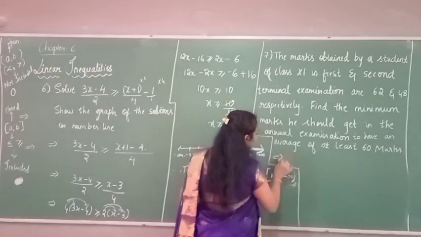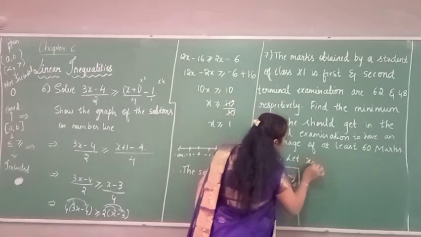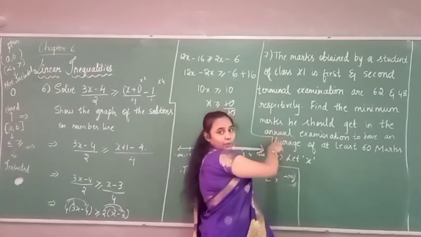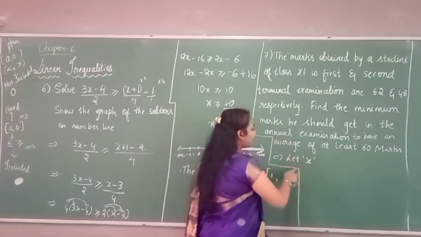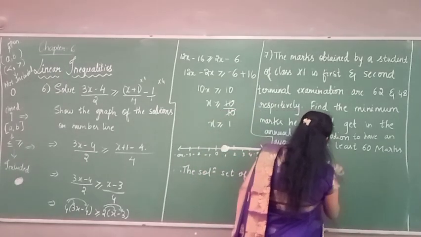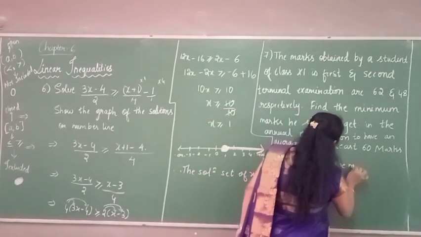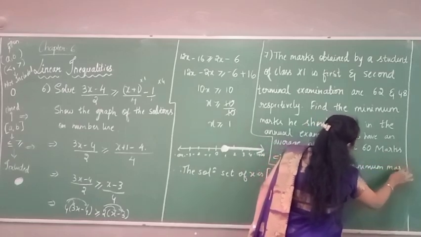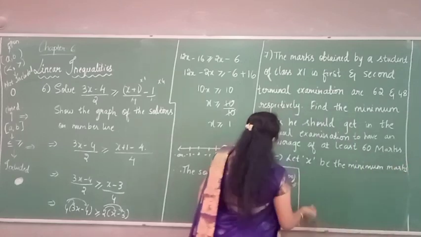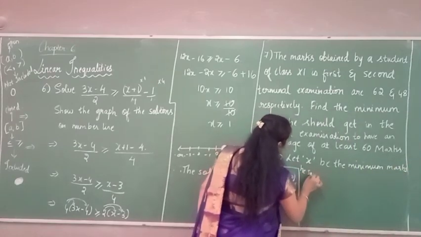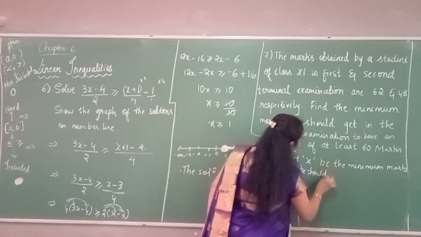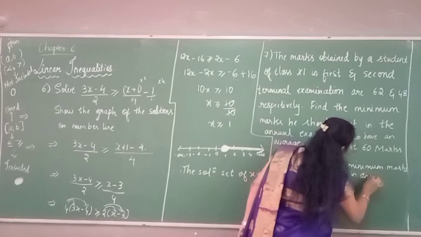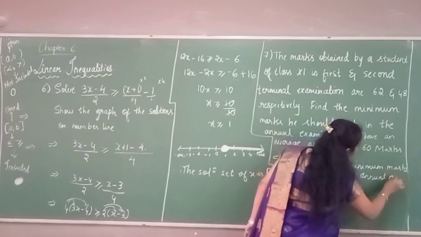So we need to find the annual examination marks, how much minimum he will be getting. So what I consider, let x, why I am writing x? Because we don't know how much he might be getting in annual examination. We need to find that value. So I will be writing, let x be the minimum marks he should score in annual examination.